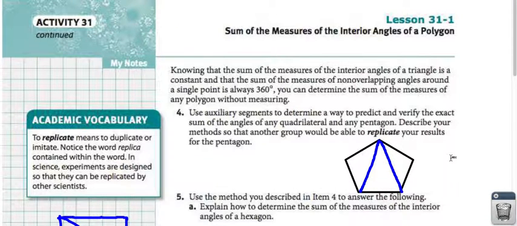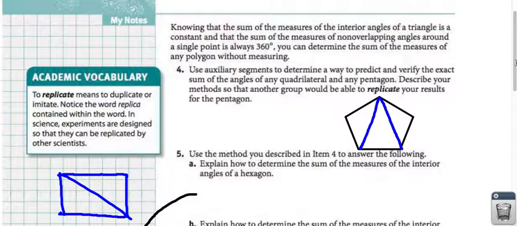So now we're going to take a look at why the interior angles of different polygons equal what they do, and come up with a formula to be able to find it pretty quickly. So if we know the sum of the measures of the interior angles of a triangle is constant, and that the sum of the measures of non-overlapping angles around a single point is always 360, you can determine the sum of the measures of the angles of any polygon without measuring.